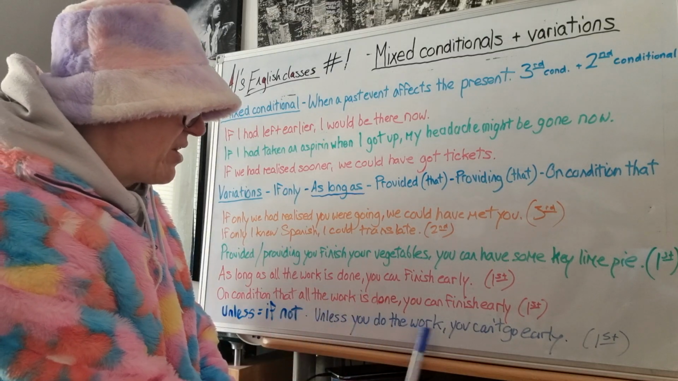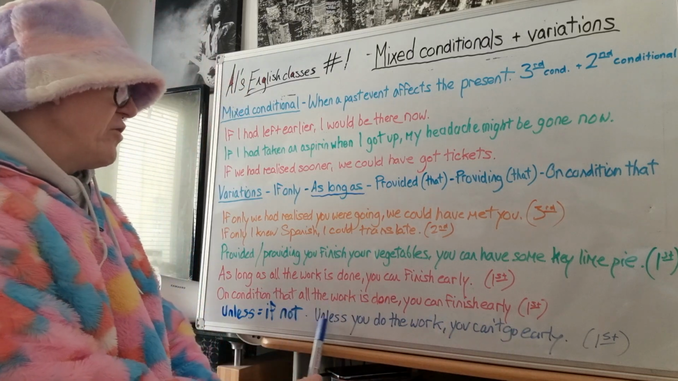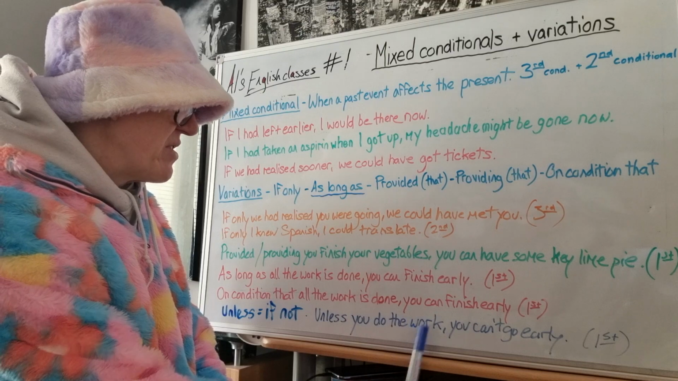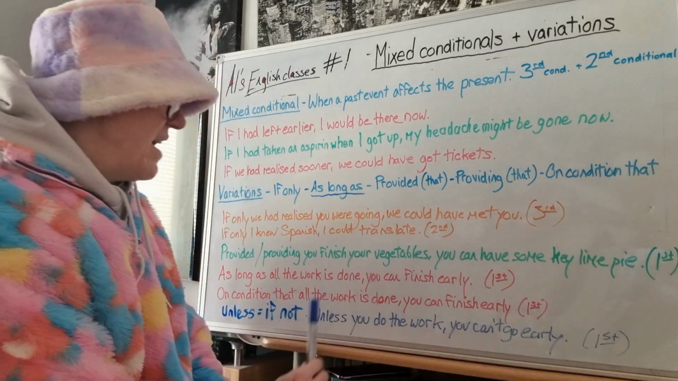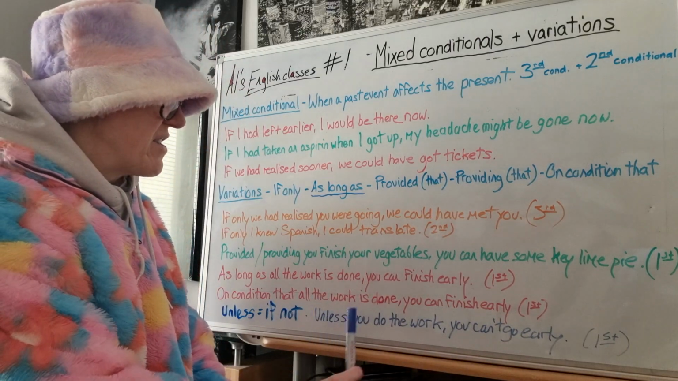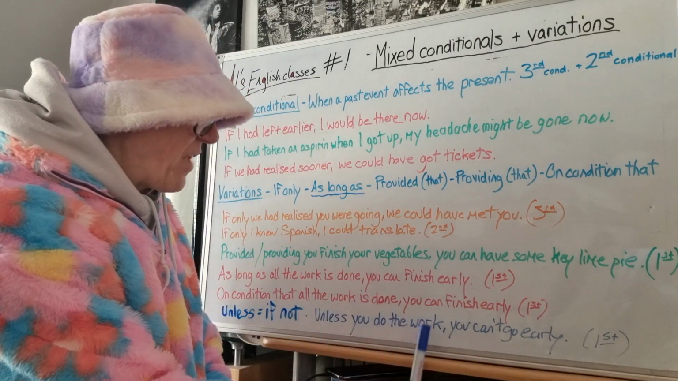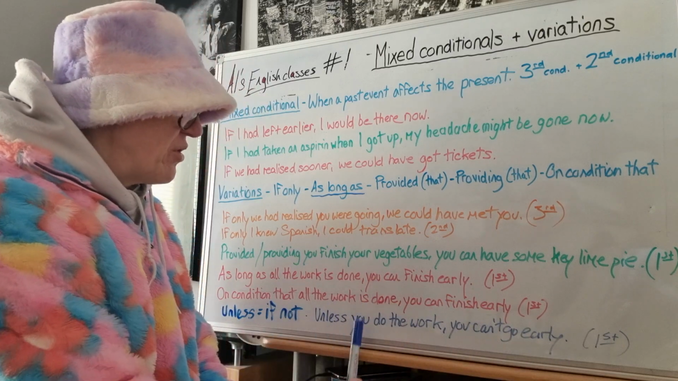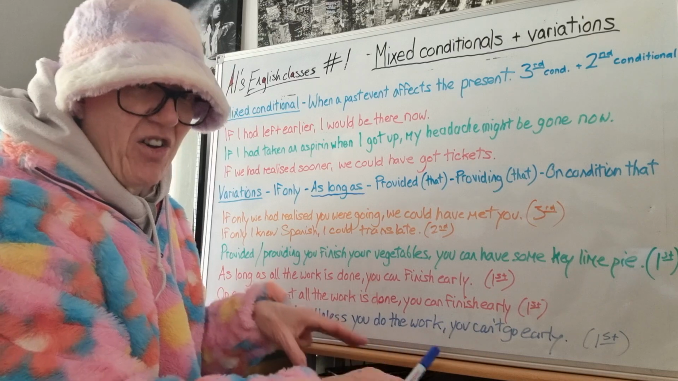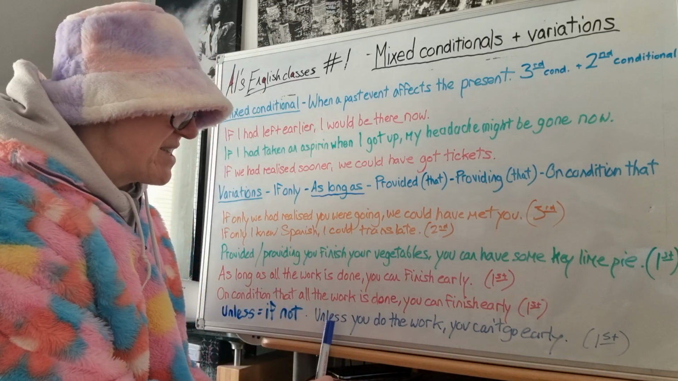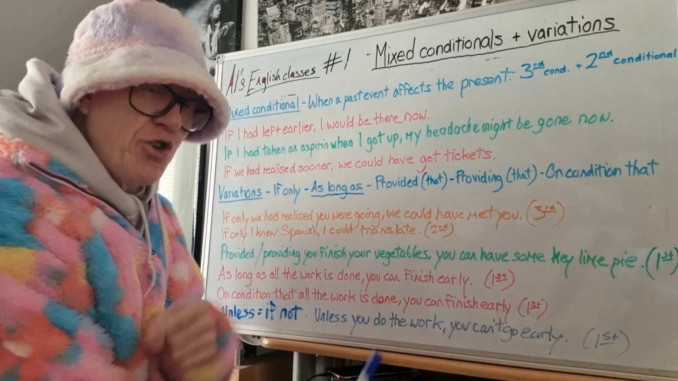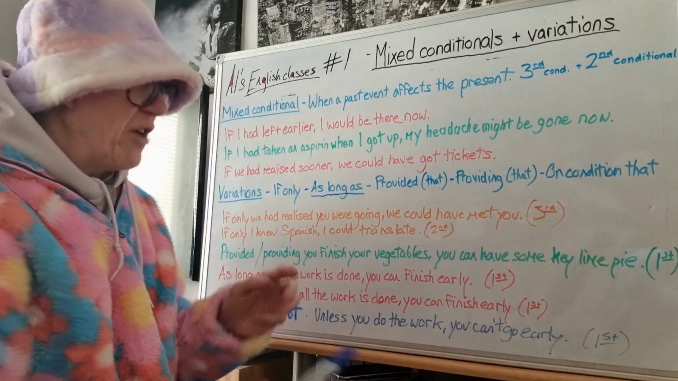Unless you do the work, you can't go early. If you don't do the work, you can't go early. Unless you eat your vegetables, you can't have key lime pie. If you don't eat your vegetables, you can't have key lime pie. Unless you tidy your room, you can't go out. If you don't tidy your room, you can't go out. You get it, right? Unless means if not. If you don't do something, unless you do something. I hope that's very clear.